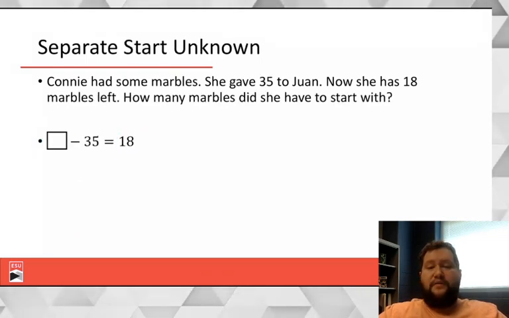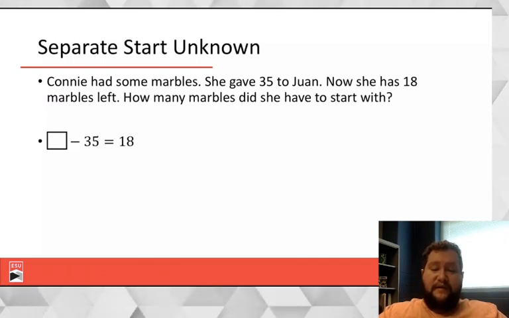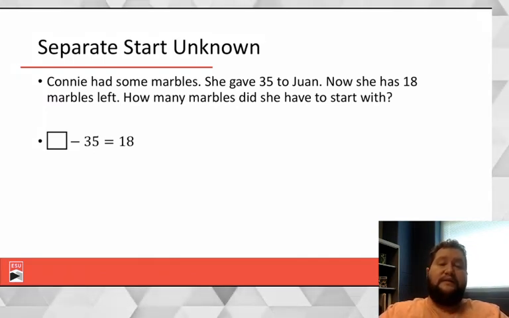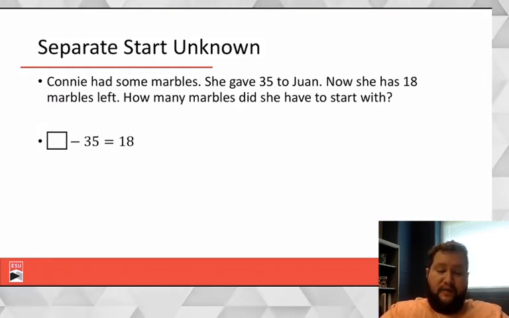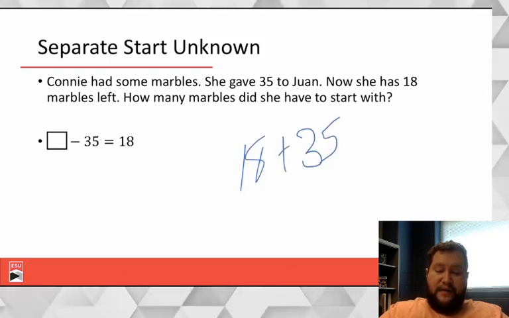Separate start unknown. I would say roughly in order of increasing sophistication, Connie had some marbles and she gives 35 to Juan. Now she has 18. How many marbles did she have to start with? This really could have 2 approaches. One would be guess and check. But separate start unknown really depends on this relationship between addition and subtraction, because the way to solve this is going to be 18 plus 35. Because we knew how many she had left and how many she gave away, and so how many in total.